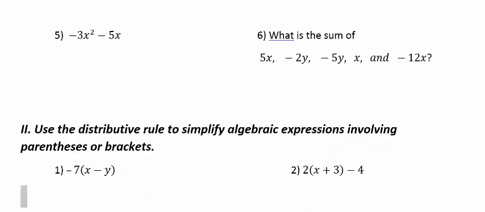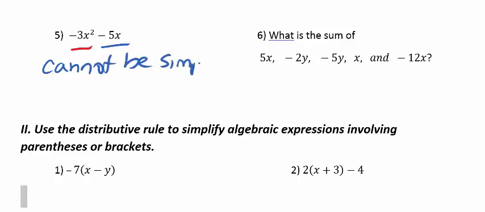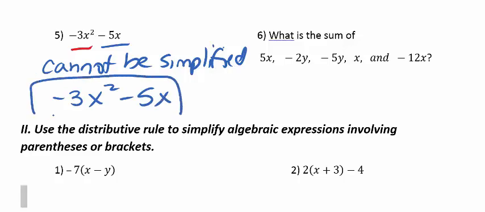In number 5, when we want to combine like terms, we have an x squared term, and then we have an x term, and those are not like terms. Therefore, we cannot simplify this any further. So this cannot be simplified, and we just say the answer is -3x squared minus 5x.